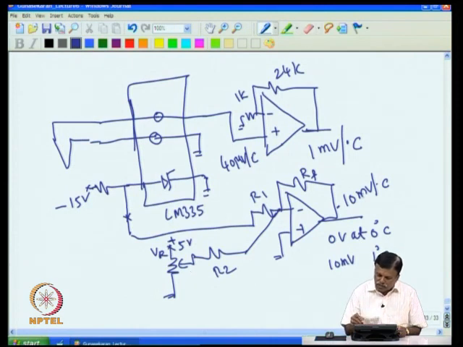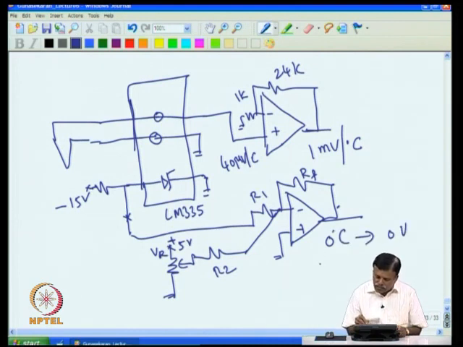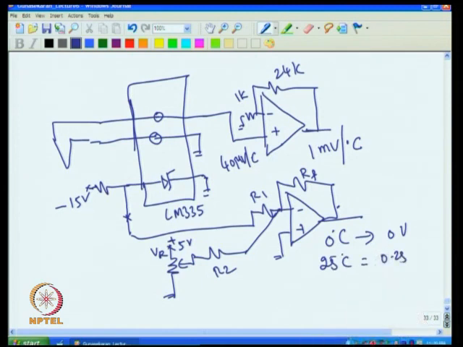So essentially, now here at 0 degree C, you will get 0 volt. Then at 25 degree C, you will get 0.25 volt. At 100 degree C, for example, you will get 1 volt. That's what happens. That can be adjusted here. Now we have to add these two to get the temperature information.